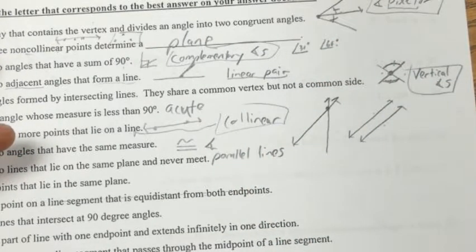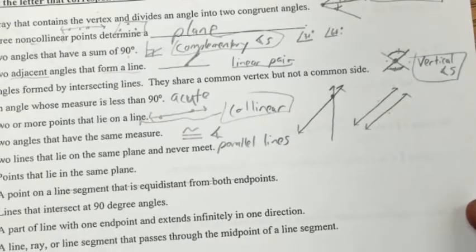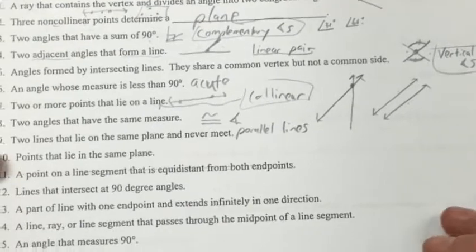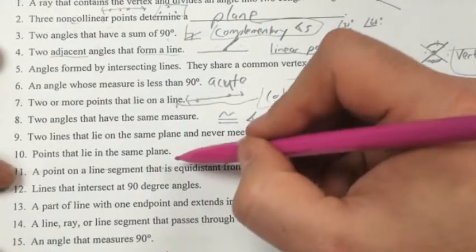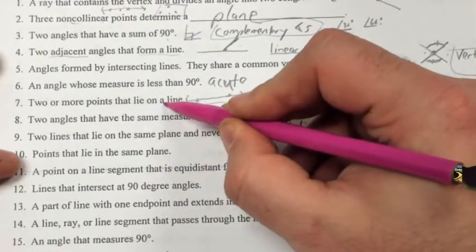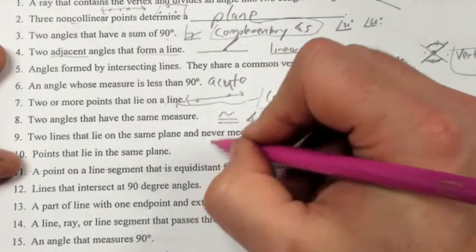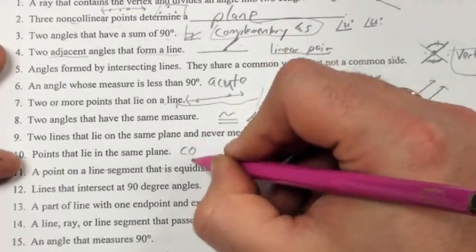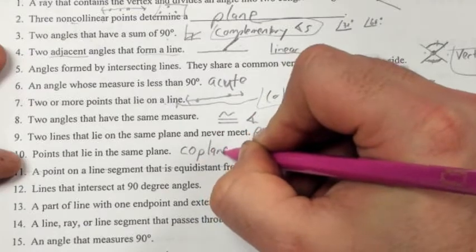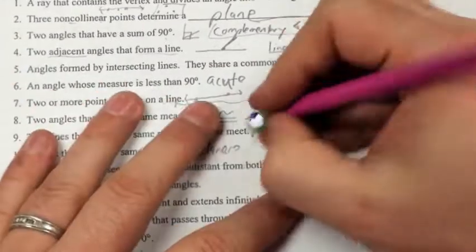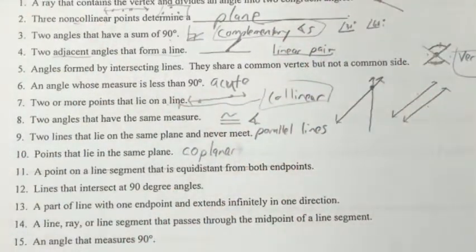Number 10, points that lie on the same plane. Well, this one's going to be very similar to that one that said 2 or more points that lie on the same line. If they're on the same plane, they are together, co, and then on the plane would be planar. Coplanar.